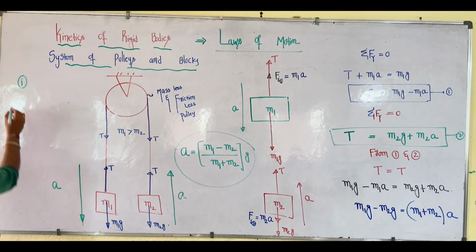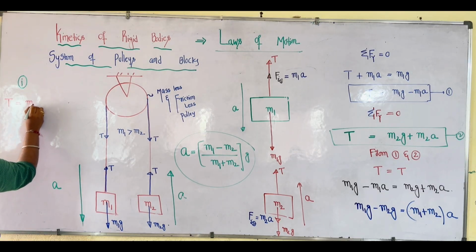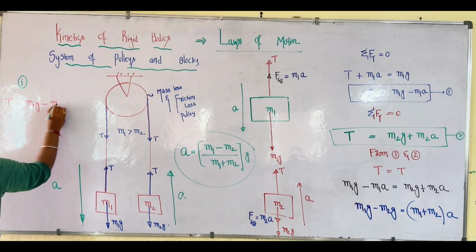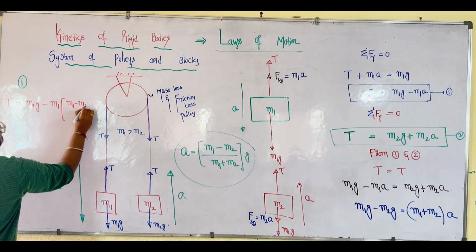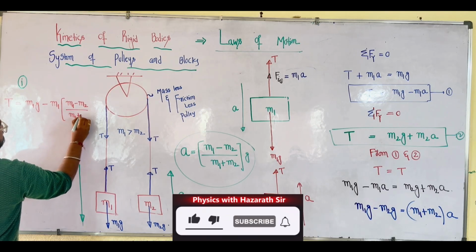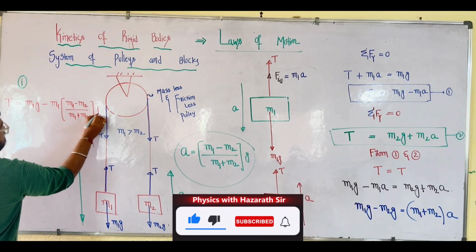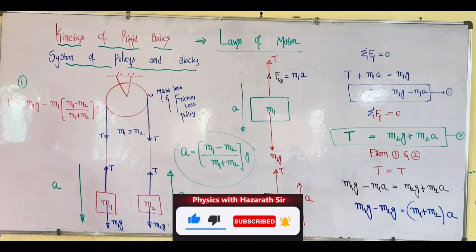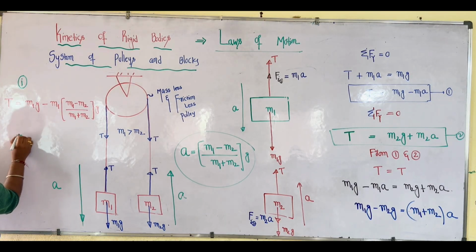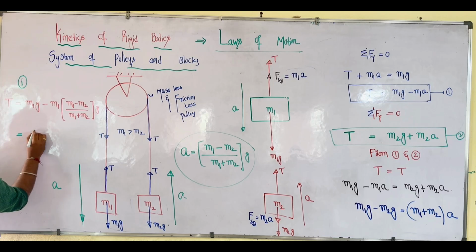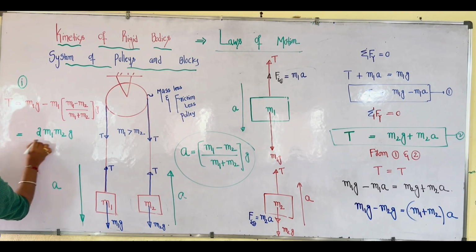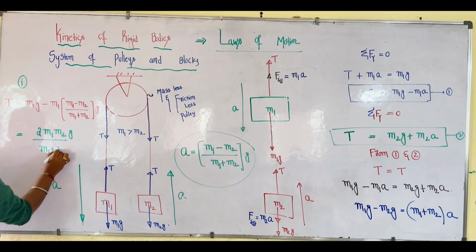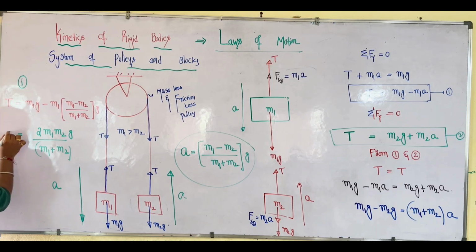Substitute here. What will you get? Tension T equals how much? Tell me, M1G minus M1 into A. M1G minus M1 into M1 minus M2 by M1 plus M2 into G. Cross multiplying this, what do you get? Here, 2 times M1 M2 into G by how much? M1 plus M2. That is the tension T.